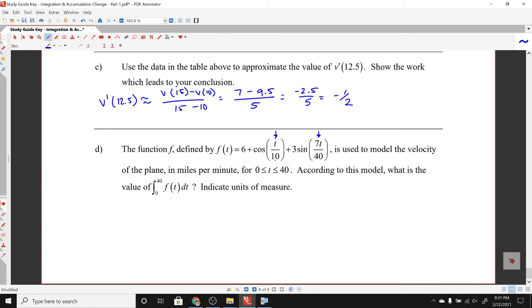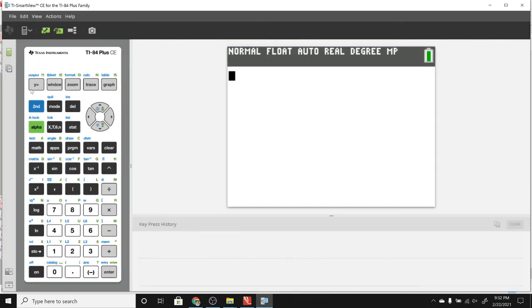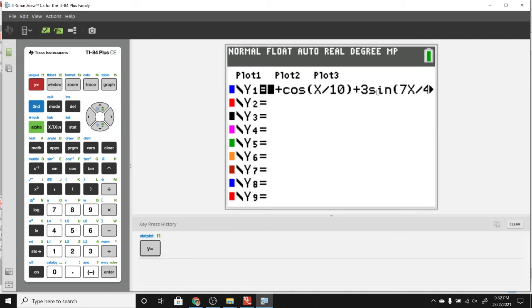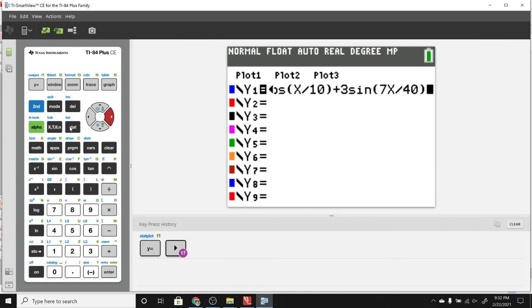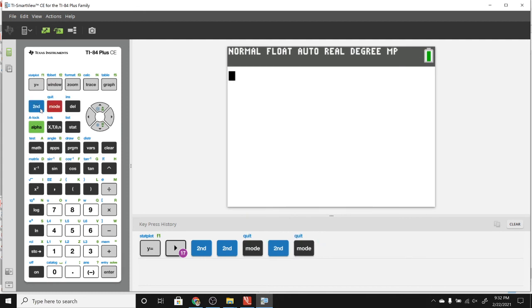So really complicated. So I'm going to show you how to use the TI calculator to calculate this integral from 0 to 40 of f of t. So let me switch over to that. So the first thing is in my y equals I punched in the function here. So 6 plus the cosine of x over 10. Again, the function uses x, so I need to make sure I switch from t to x here. Plus 3 sine of 7x over 40.